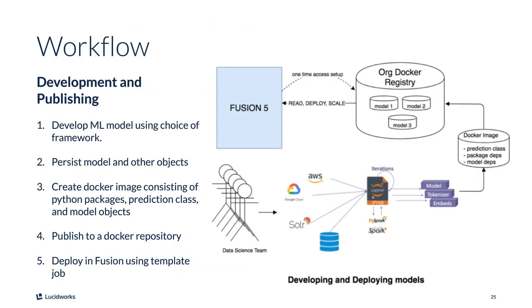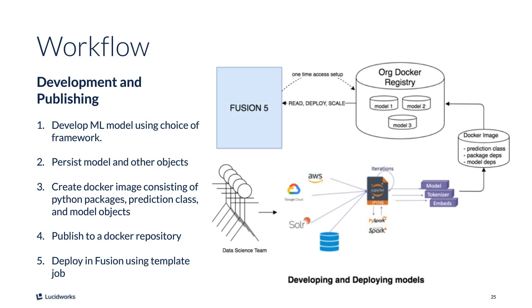Let's talk a little bit about the workflow. The workflow for a data science team would be to develop a model and then persist it to disk along with any dependent objects like your tokenizer, embeddings, etc. Next, you have to package it up as a Docker image, which consists of the prediction logic based on your model. This logic will change depending on how you want this model to make its own predictions when a new document or a new query comes in.